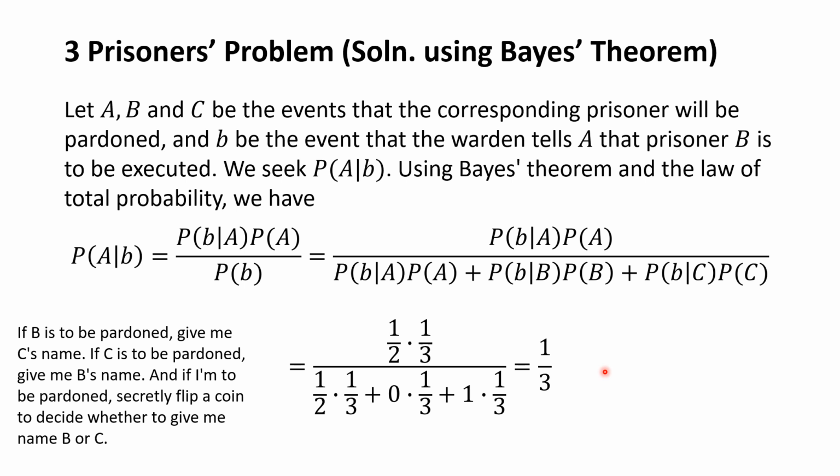be executed or pardoned is no different after this new information from the warden. But by implication, the probability that C gets pardoned is 1 minus 1/3 now, which is 2/3. So actually C's probability of getting pardoned went up quite a bit. So this is quite counterintuitive. I'll try to give you some additional explanations on the next couple of slides, and that may help a little.